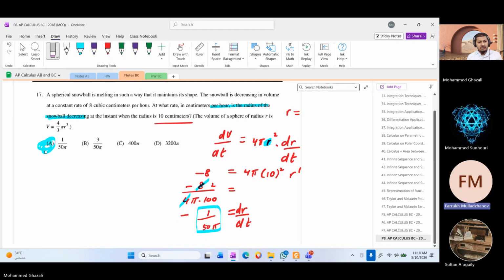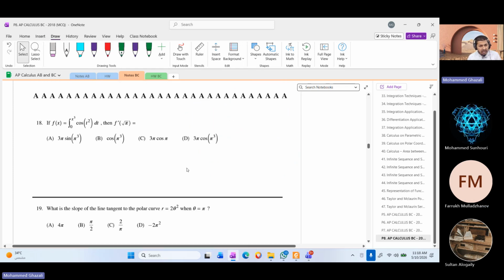From where did our 2 come? What's that? -8 times 2 divided by 4 pi times 100. From where do you take the 2? Yeah, this one: 8 divided by 4. 8 divided by 4 is 2. Okay. And then 2 divided by 100 is 1 out of 50. Right. So the answer is okay. Great, let's move on to the next question.